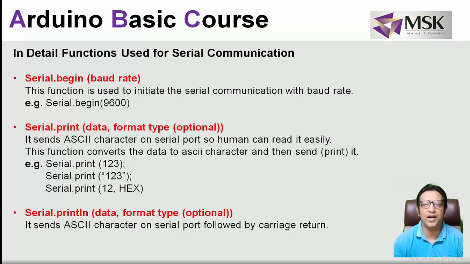Now the second function is Serial.print. Now to this Serial.print I have to pass 2 values. One is the data and the second is the format of the data, but the second parameter is optional. I can pass the data, I can pass the variable. Now when I say Serial.print, what exactly does it do? It sends the ASCII character to the serial port so that humans can read easily. So Serial.print will write the data from Arduino to PC. The moment I write data from the Arduino to PC, it goes to the serial monitor and we can see that particular data on the serial monitor.